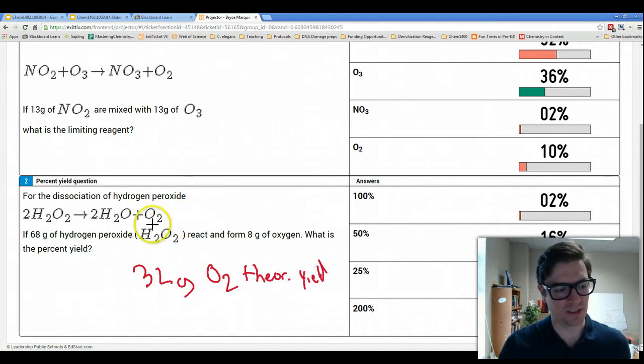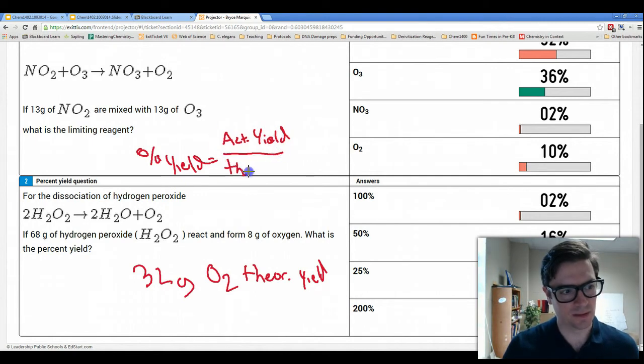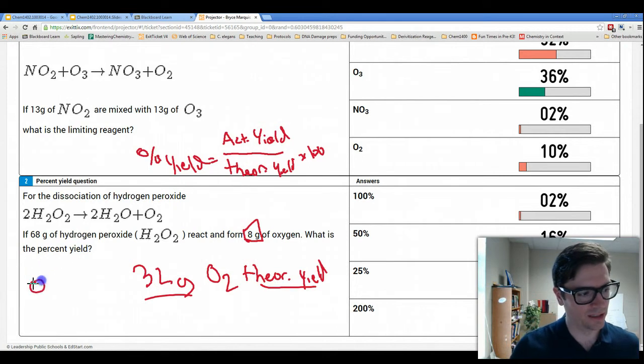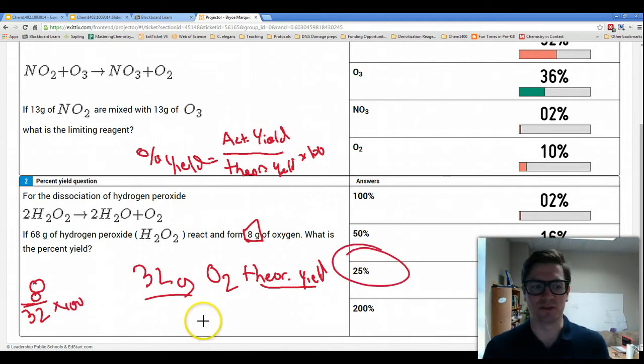Percent yield is the actual yield over the theoretical yield, times 100. In this case, your theoretical yield is 32 and your actual yield is 8, so you just do 8 divided by 32 times 100, and most of you found that that was 75%.